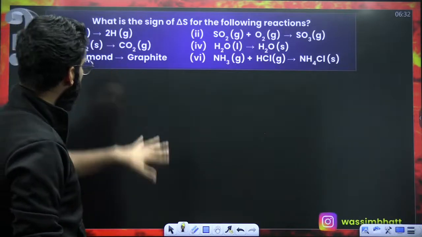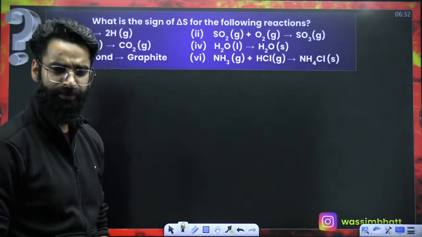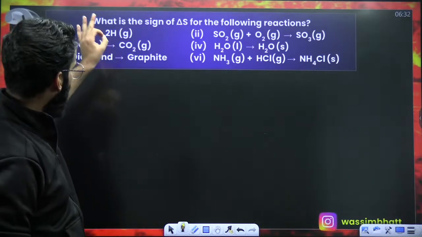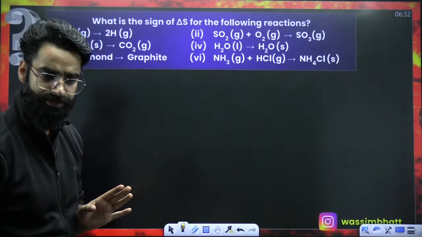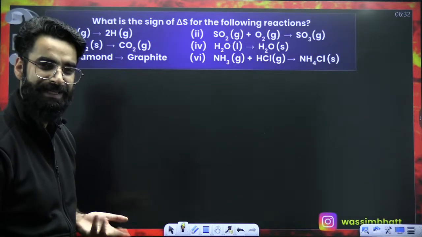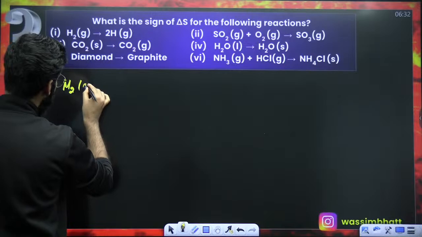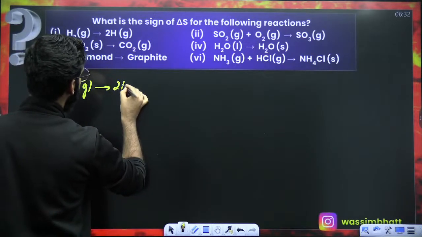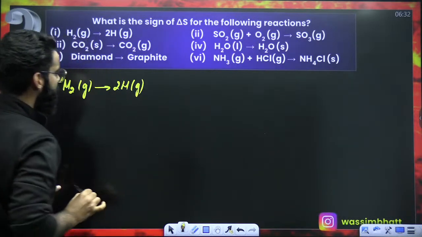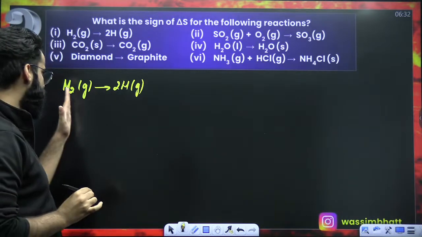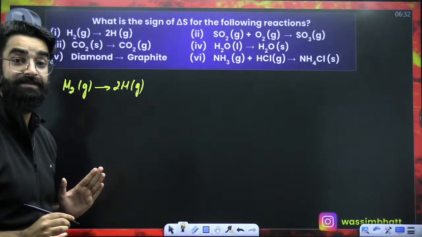Similarly, there are a few more basic questions. What is the sign of delta S in the following reaction? Is the sign of delta S positive or negative? Look at the first example. As far as the first example, H2 gas is getting converted into 2 times H gas. This is my first reaction, in which H2 gas is getting converted into 2 times H gas.